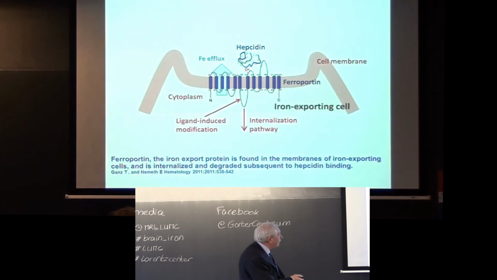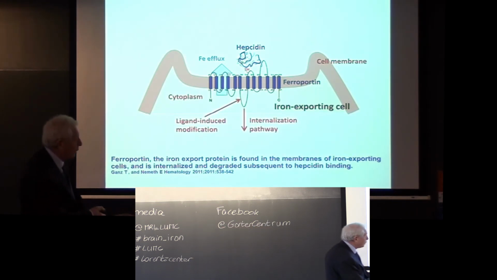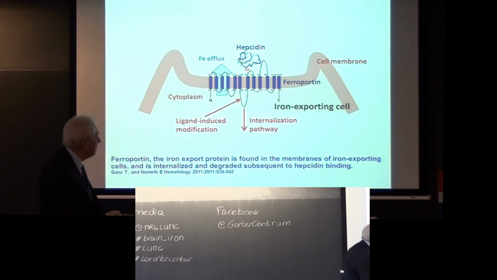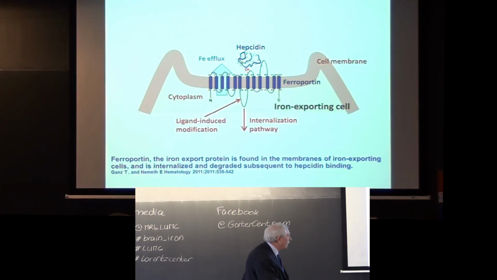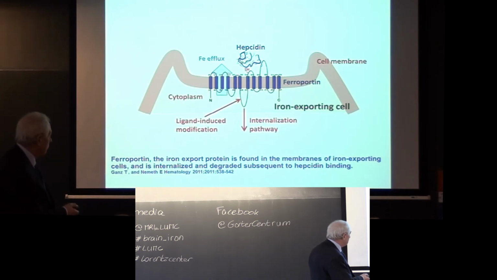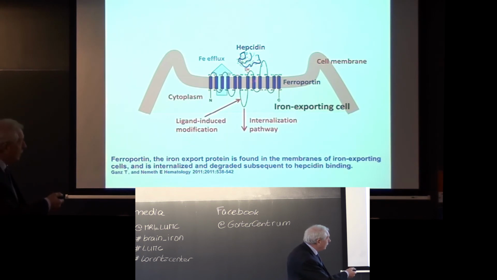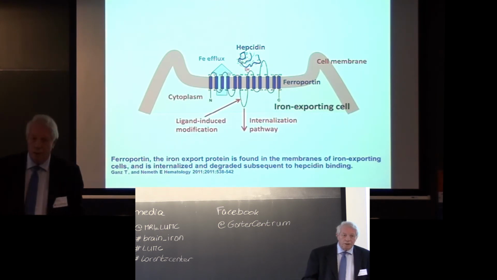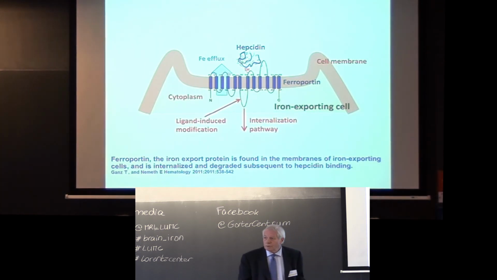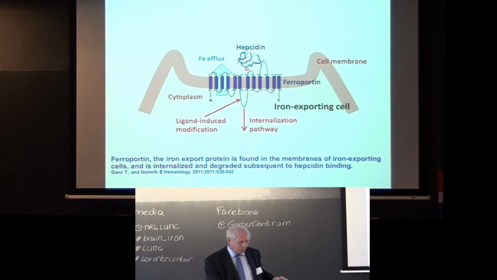So, the way in fact hepcidin works is it acts on ferroportin. We saw that ferroportin is an iron export protein, and it's in the membranes of iron exporting cells. But when hepcidin binds, it internalizes this and degrades it. And so you stop iron export from the cell, and you just build up iron inside the cell.